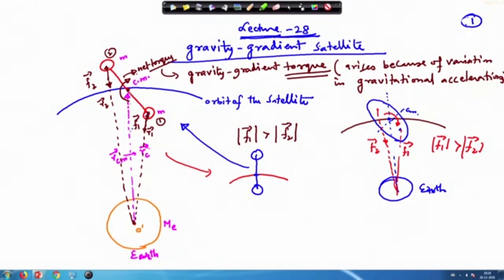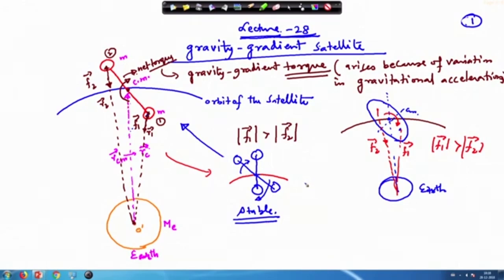So it will try to pull it in this direction. Once it is disturbed from this configuration to this configuration, there will be a net torque in this direction which will try to move it toward the original position. We call this kind of case stable. It is gravity gradient stability. But it so happens that because the gravitational force is conservative, this will keep oscillating, and you need to damp out these oscillations unless there are other factors which are trying to damp it.